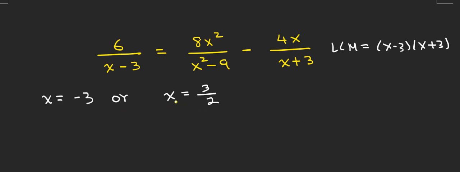Now we have two possible solutions, but we've got to be careful. One of them or both could be extraneous solutions. So when you plug in negative 3 to a denominator here, it makes this denominator go to 0 and also this denominator go to 0. So x equals negative 3 does not work. It's an extraneous solution. And what about 3 over 2? First of all, the good news is that 3 over 2 does not make the denominator go to 0.